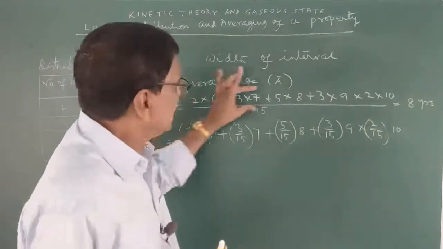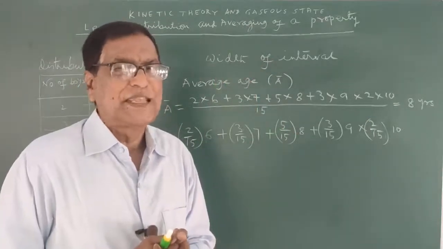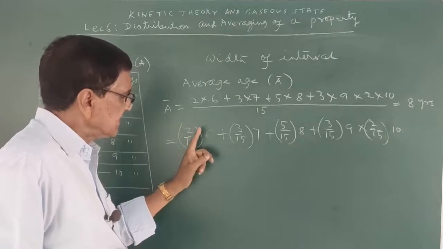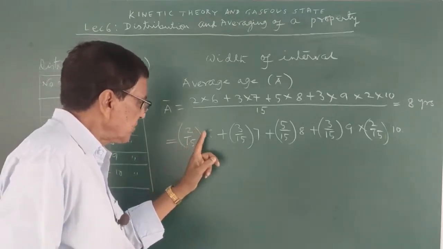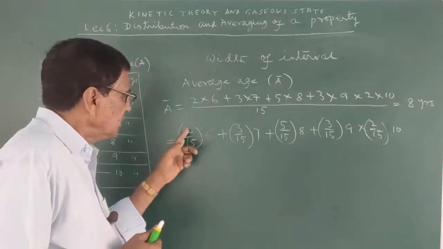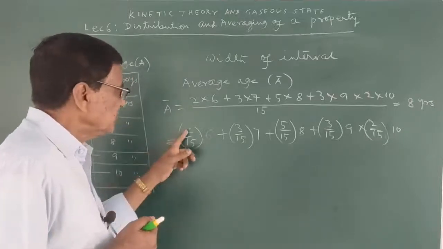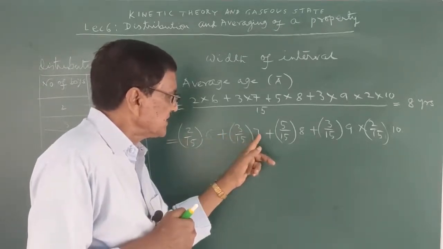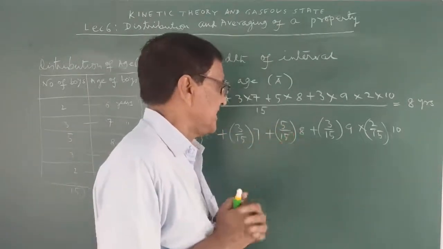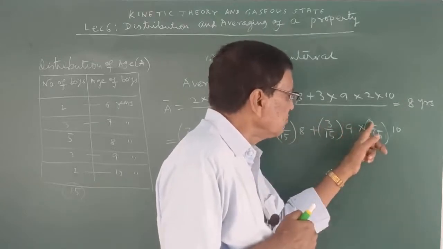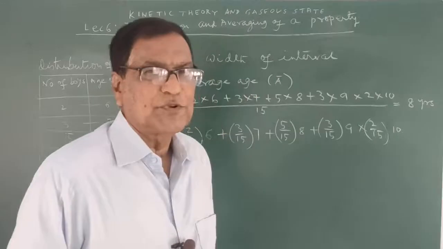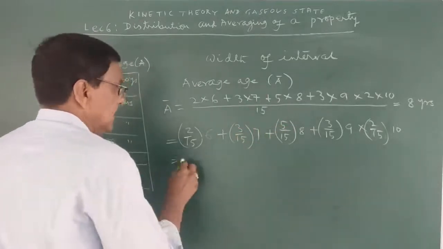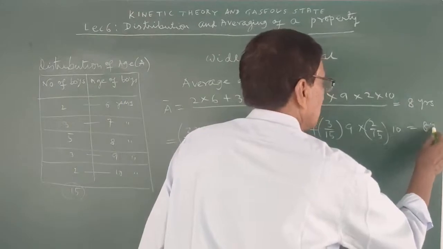So you can write this term in terms of probability. It means that 2 is the outcome of the age 6, 3 is the outcome of the age 7, 5 is the outcome of this age 8, 3 is the outcome of this age 9, 2 is the outcome of this age 10, and the total number of outcomes is 15. And this is also 8 years.